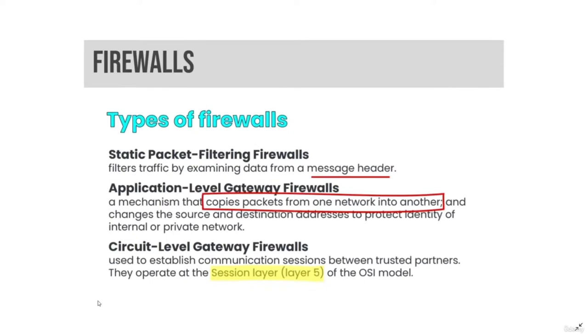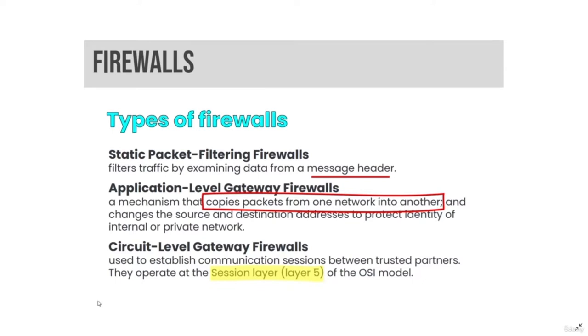So next, let's go over the types of firewalls. These include static packet filtering firewalls, application-level gateway firewalls, and circuit-level gateway firewalls. Static packet filtering firewalls filter traffic by examining data from a message header.